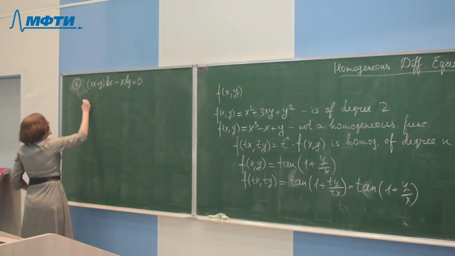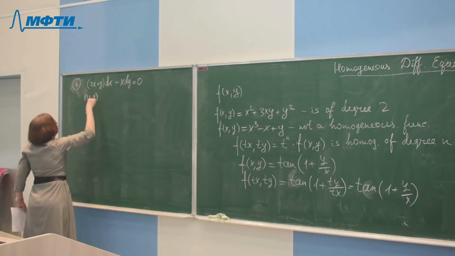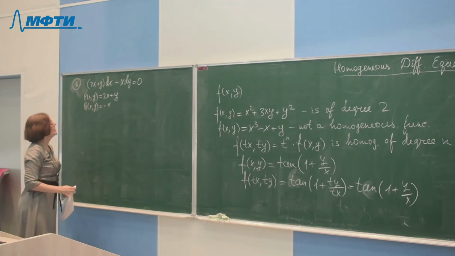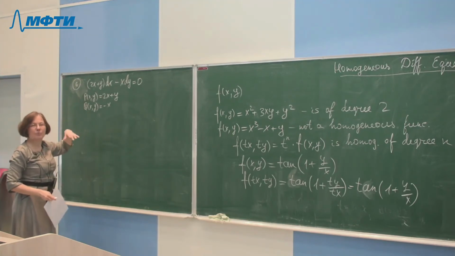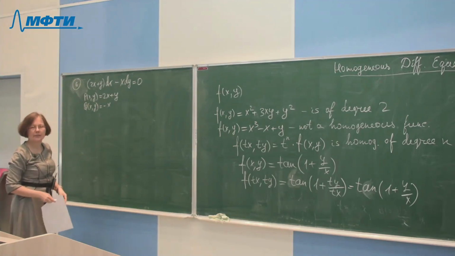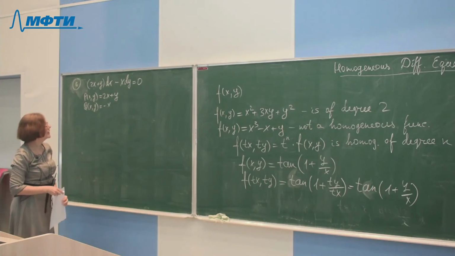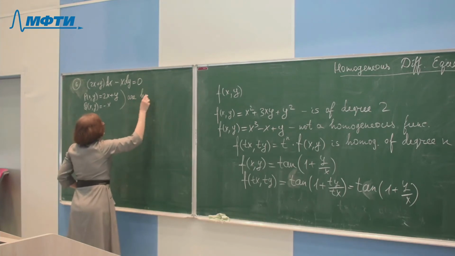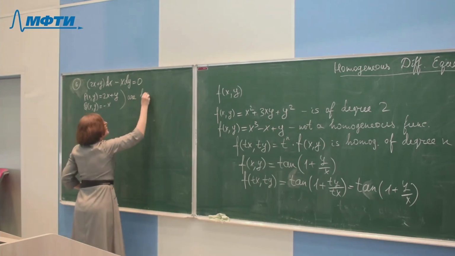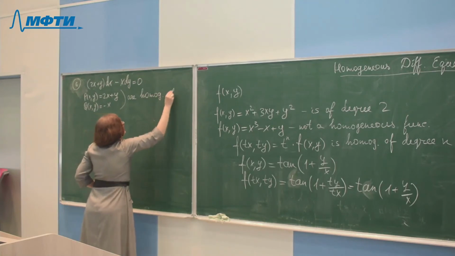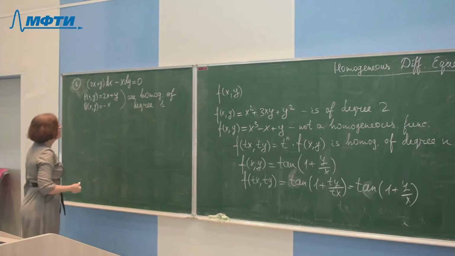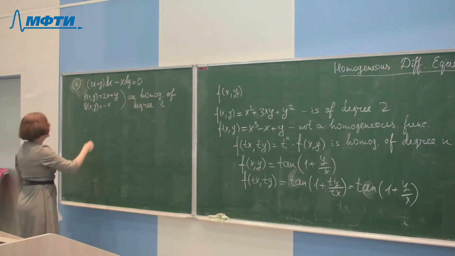So we have two functions. P of x, y is 2x plus y, and Q of x, y is negative x. These two functions are both homogeneous of the same degree. Which degree? Right, they are homogeneous of degree 1.